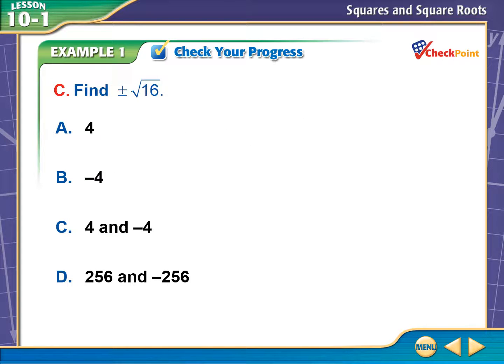All right, for this one, find both the positive and negative roots of 16. All right, you should have gotten both 4 and negative 4. And again, that's because we're looking for both the positive and negative roots. So I know to make 16, I could do 4 squared, or I could do negative 4 squared. So when I take the square root of 16, that could be either 4 or negative 4. And in this case, we're interested in both of them. So it's both 4 and negative 4.